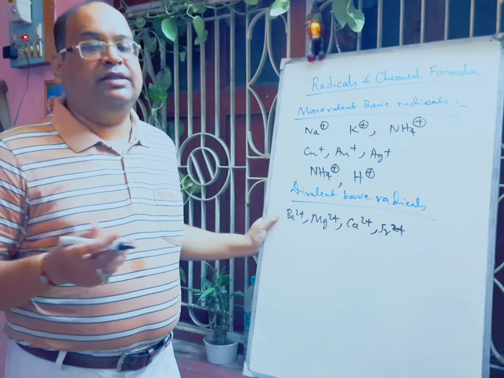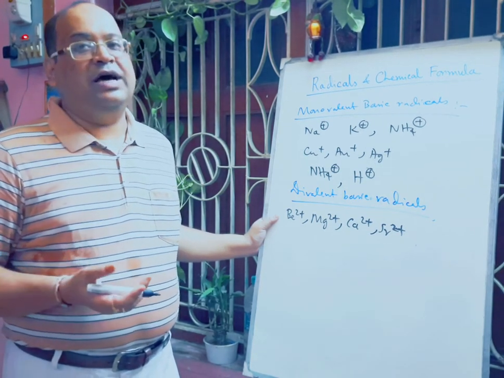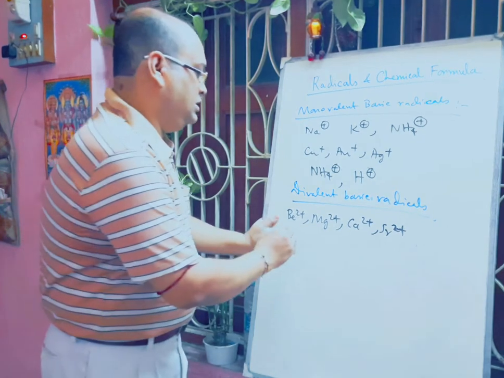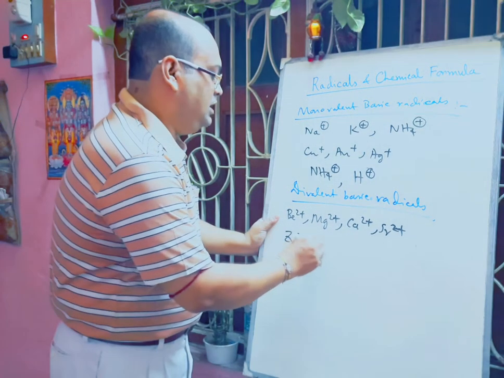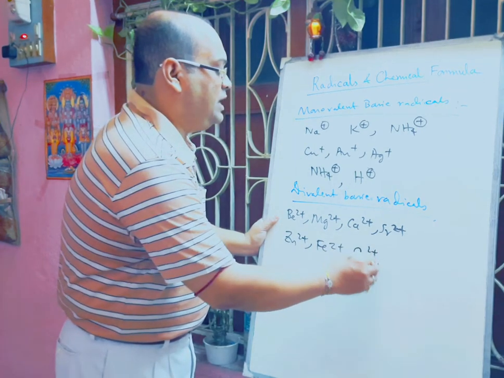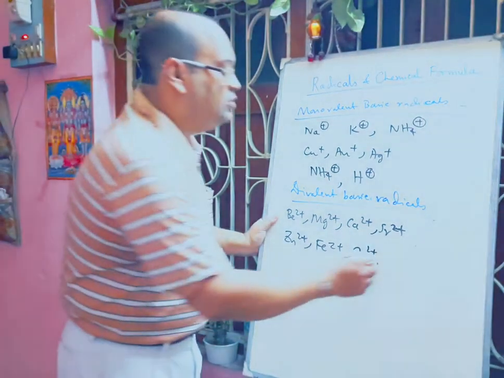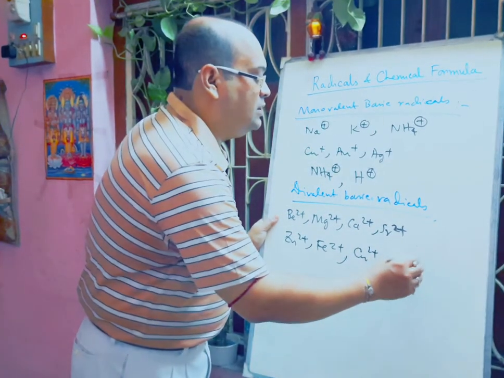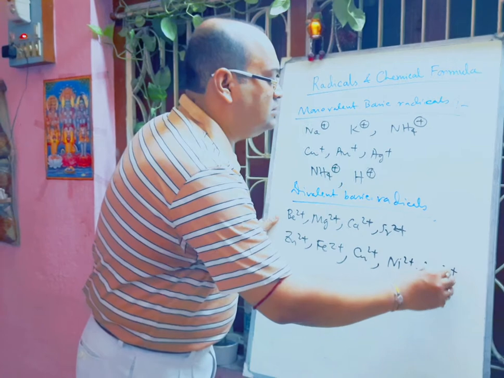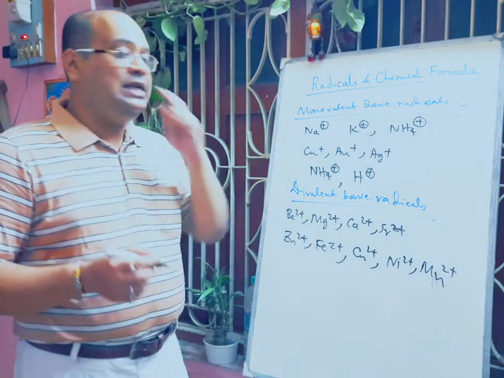You can think about the transition metals also, like zinc 2 plus, Fe2 plus, which is called ferrous, Cu2 plus, that is called cupric. Then nickel 2 plus, magnesium 2 plus, already discussed, Mn2 plus, manganese 2 plus. So these are the divalent basic radicals.